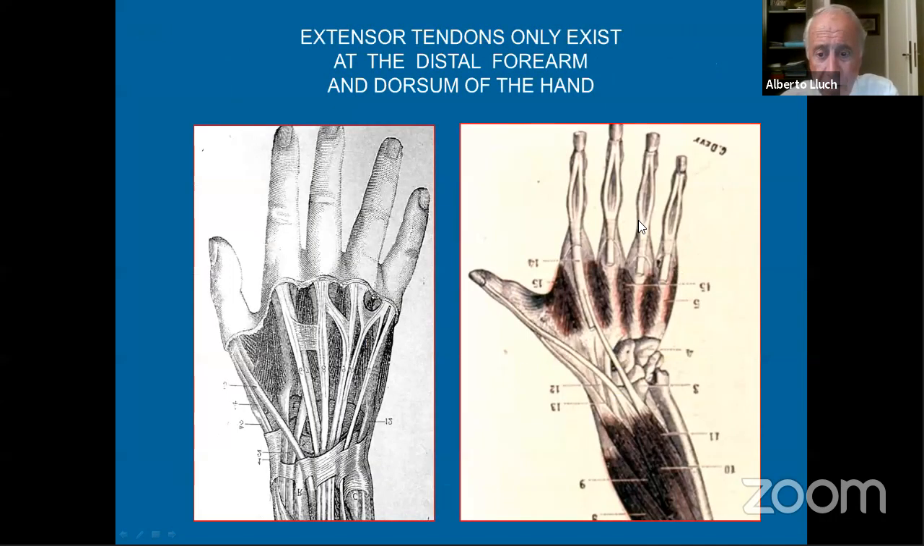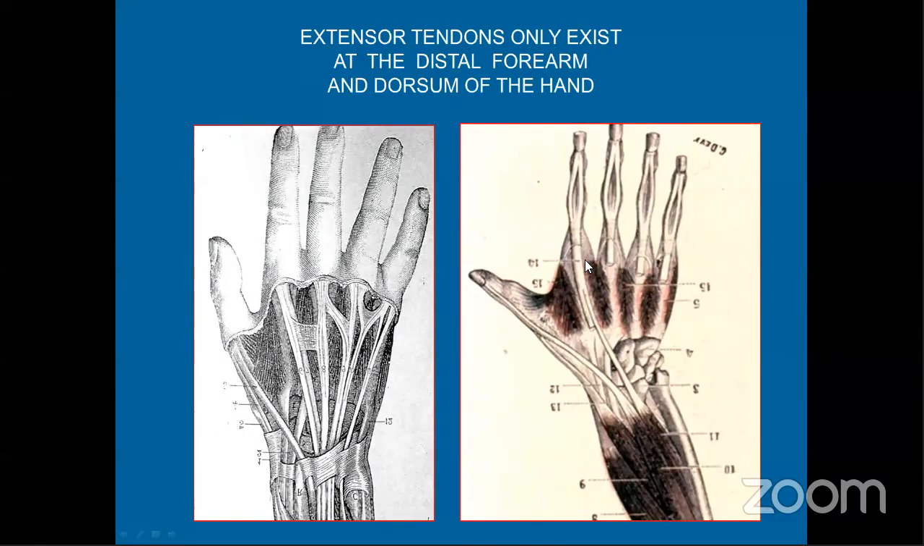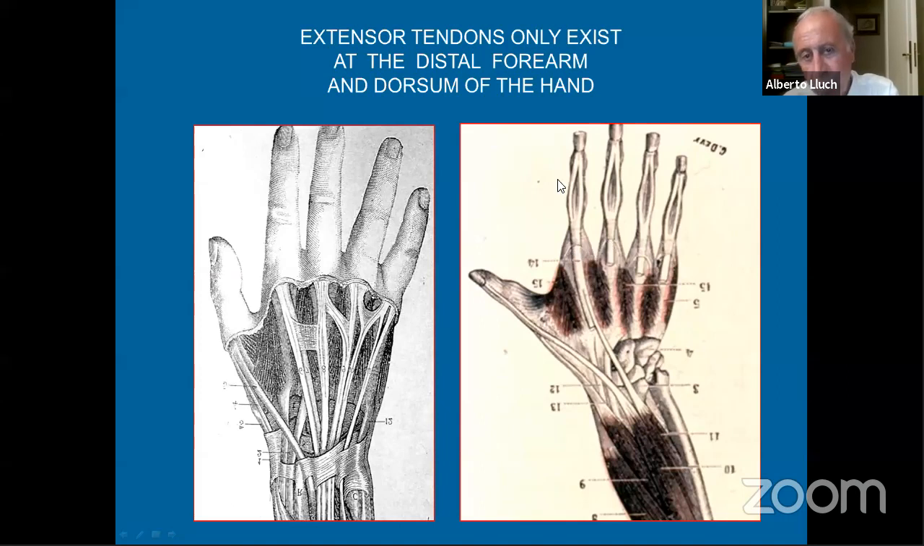The extensor tendons only exist at the distal forearm and the dorsum of the hand. These are the extensor tendons from the muscle unit in the forearm to the base of the fingers. And on the fingers itself, they're not really tendons. It's called the extensor apparatus. So tendons are only in this area right here.